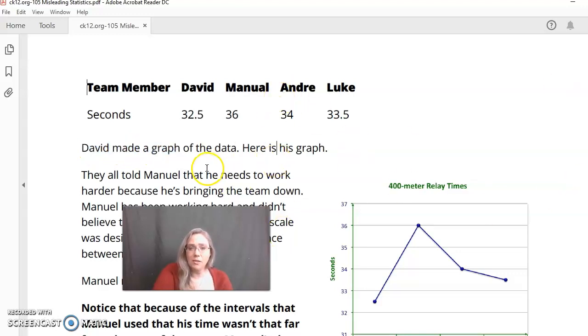So what do you think? Is this reasonable? They all told Manuel he needs to work harder because he's bringing the team down. He has been working hard but didn't believe the graph. He noticed the scale was designed to show a major difference between their times. He made the graph the second way.